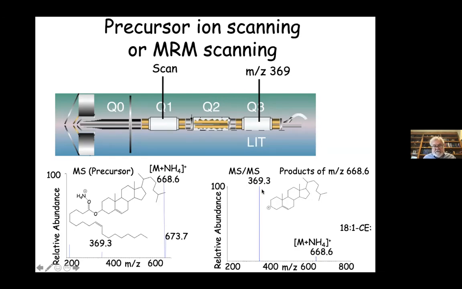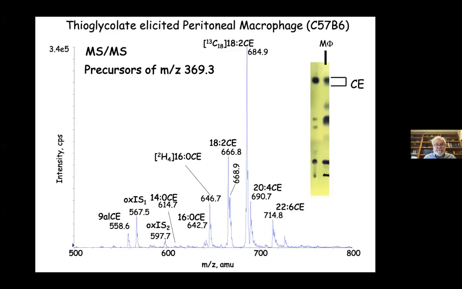When you collisionally activate that, you get a big ion 369. So one can monitor 369, and when you do, you see you can pick up the precursor ion 668 when Q1 is scanning at 668. So here's an example when we're looking at a sample of the peritoneal macrophage, and we're looking at precursors of 369. You can see all of these cholesterol esters, and we've even picked up some oxidized internal standards, which you can get, and even some oxidized cholesterol esters. This is a short chain cholesterol ester 9L.